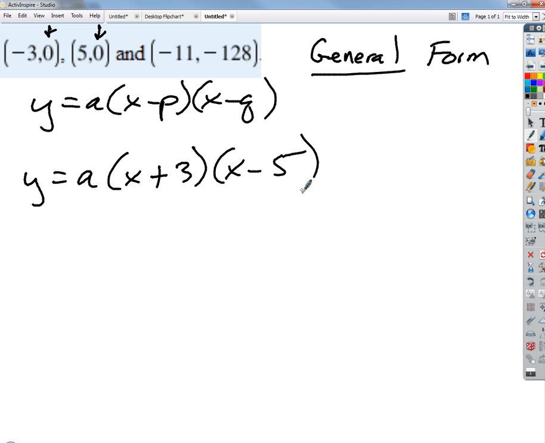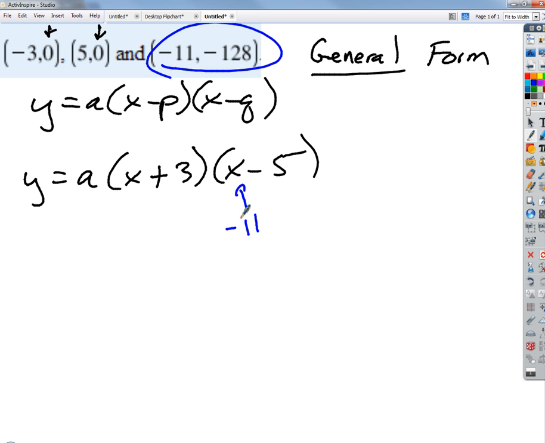Well, we're 2/3 of the way there, right? If we just knew what a was, we could just FOIL all this out and distribute and get our answer in general form. We just need to know what a is. Now, how do we do that? X and y, good. Well, here's a value of x and y.